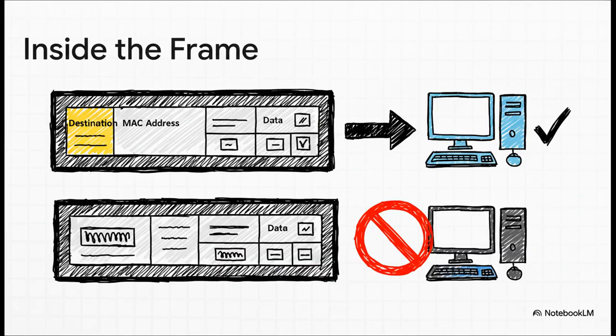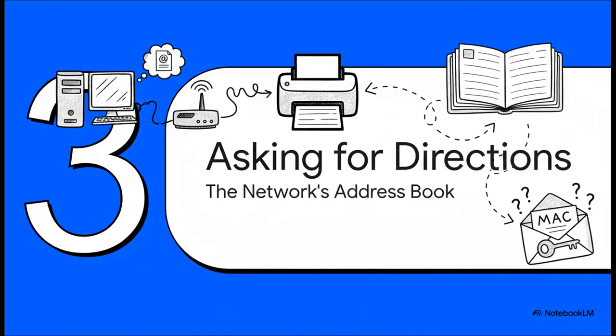And if we peek inside that frame, the two most important parts for local delivery are the destination and source MAC addresses. So when a device on the network sees a frame whizzing by, the very first thing it does is check that destination address. If that fingerprint doesn't match its own, it just ignores it. It's not for me. Problem solved. But wait, this brings up a whole new puzzle, doesn't it? Your computer usually knows the printer's IP address, but for that local delivery, it needs the MAC address. So how does it figure out the printer's MAC address to slap on that digital envelope in the first place?